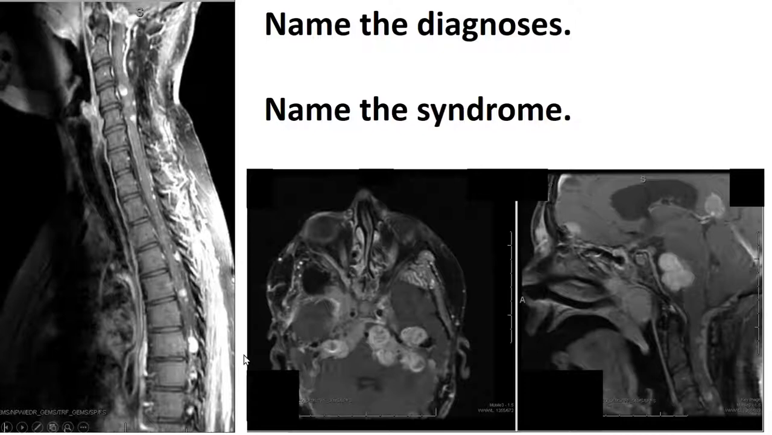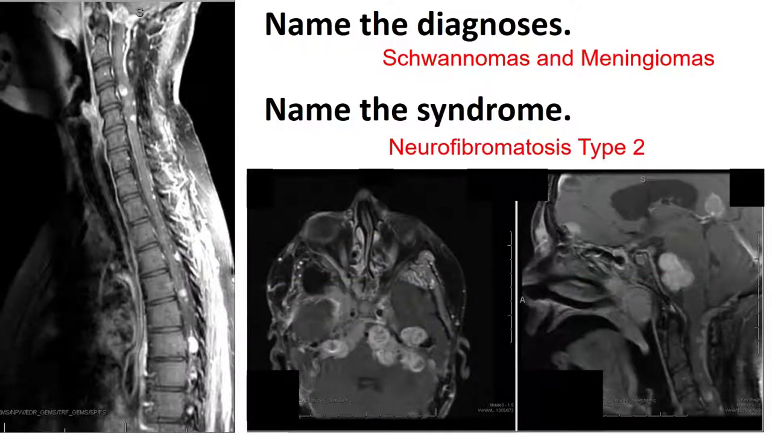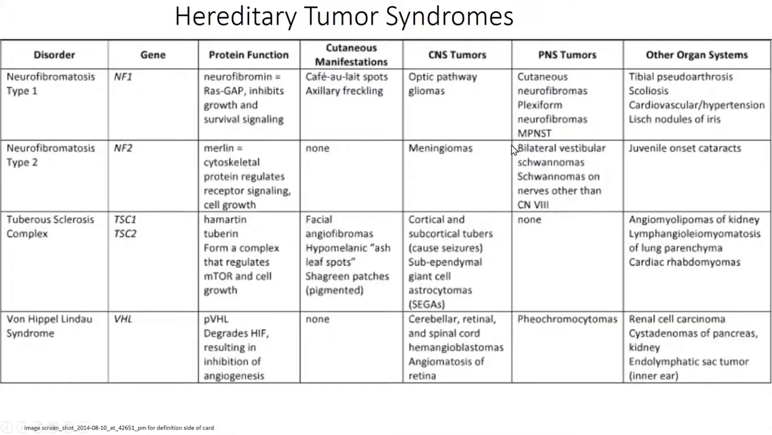So what do we have here? We've got a lesion, we've got a patient. Now, I will tell you that this patient on the right-hand side is different from this patient over here, but they both have the same syndrome. So what we're talking about here is two patients with the same syndrome, and they both have multiple schwannomas and multiple meningiomas. So this is neurofibromatosis type 2.